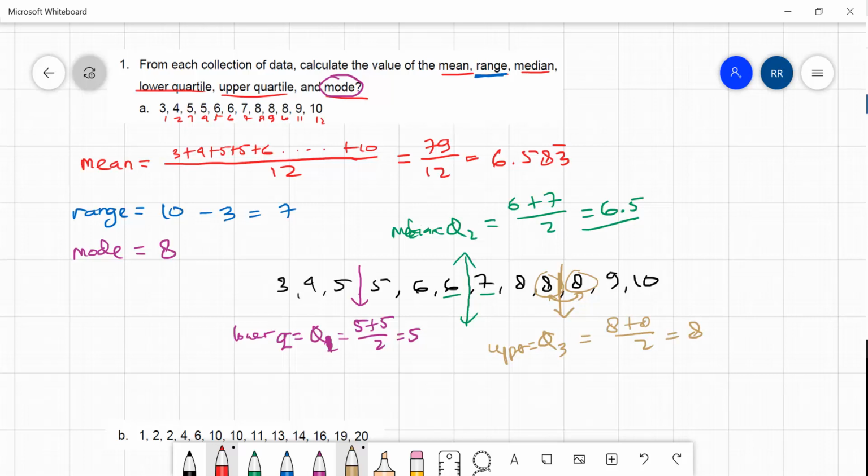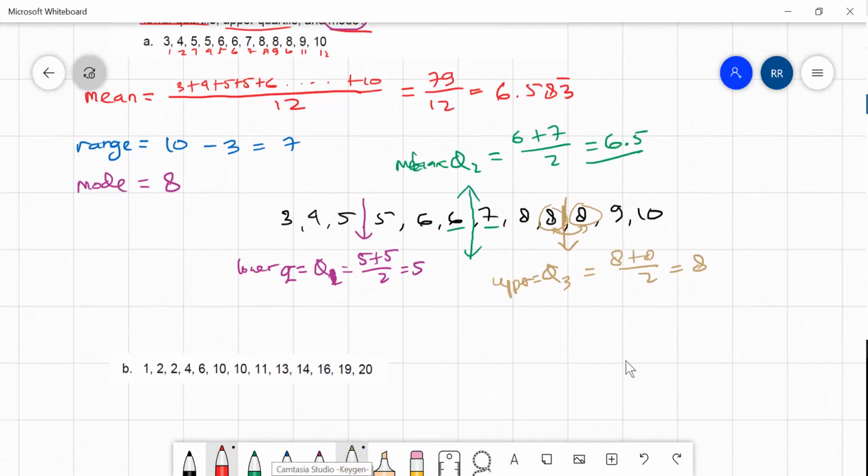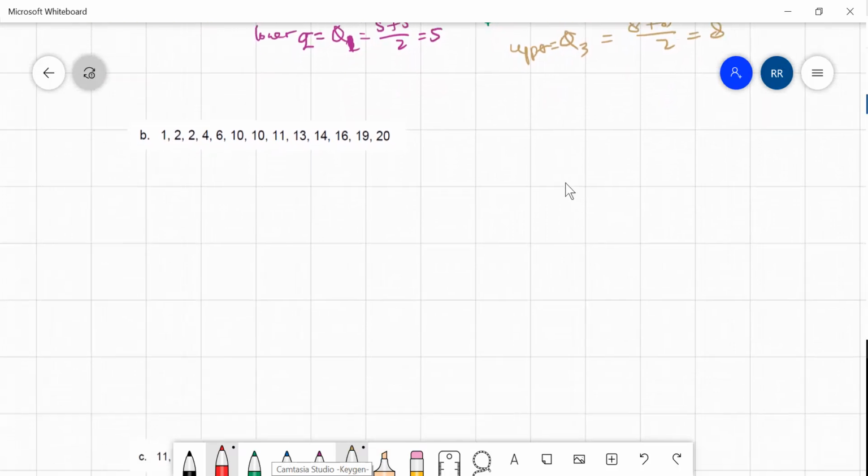Okay, so that we have the mean, and then we have the median, lower quartile, upper quartile, the mode, and the range. Basically you're doing the same exact thing like in number 1A and 2B. I'm going to explain B, but I would like you to answer C by yourself. So let's do the same thing.